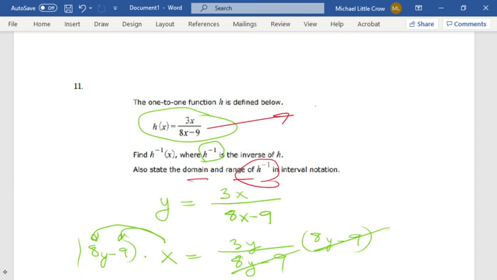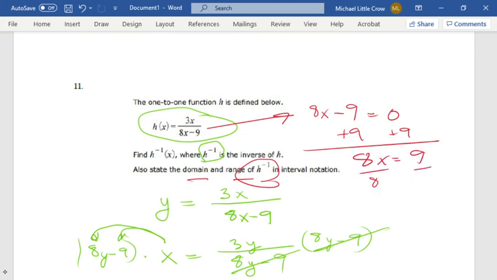So up here the domain would be 8x minus 9 equals 0. This is the point we're going to have to remove. So we add 9 to both sides and then divide by 8. We get that x equals 9/8. That's the one point that gets excluded. Again, this is from the domain of the original function, but it will become the range of the inverse function. So we'll say that's 9/8, and then negative infinity to this, and then this to positive infinity.